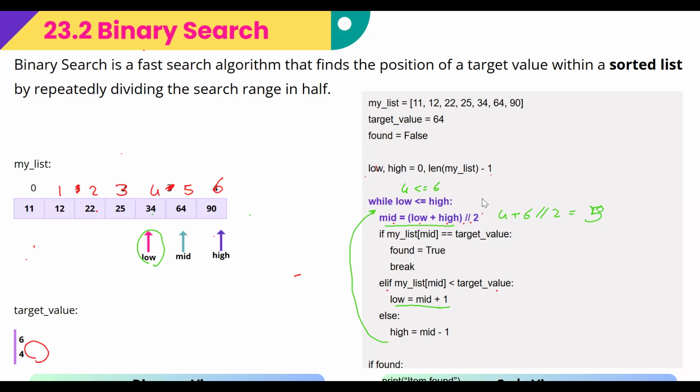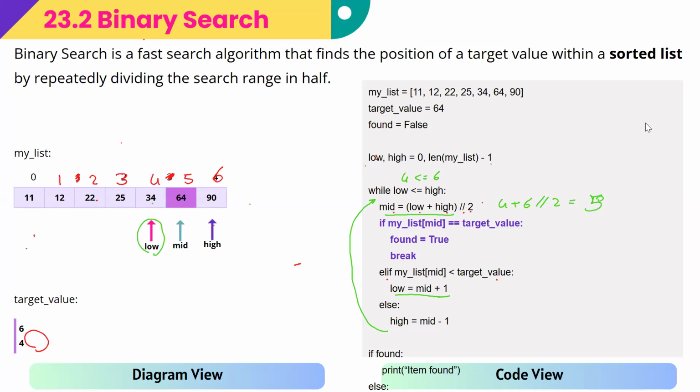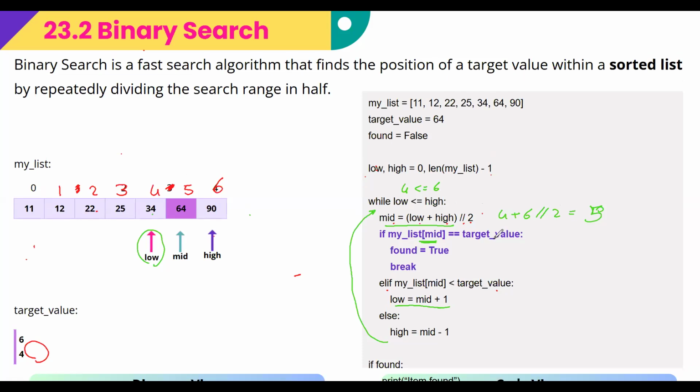So we check again. This time when we check the mid and compare it to our target, which is 64, I find that it's true, they are equal. So I update my variable here to be true, and then I break. Why do I break? Because I managed to find my target. So in this case, this is a simple code that does not return true or false.